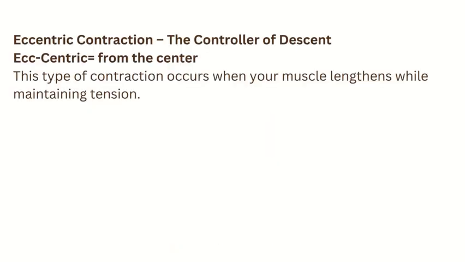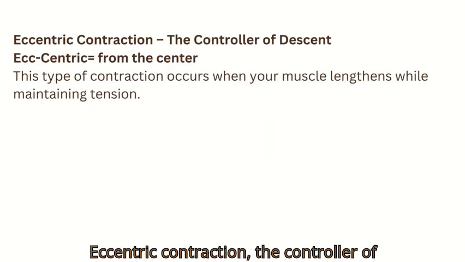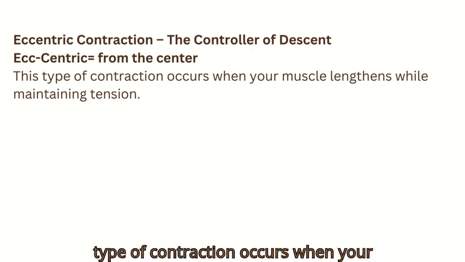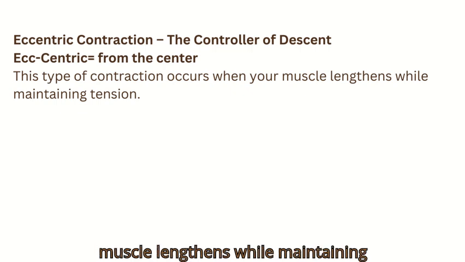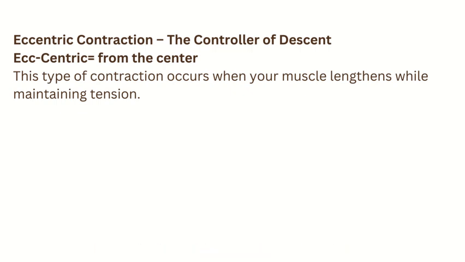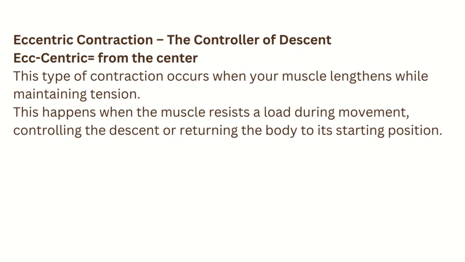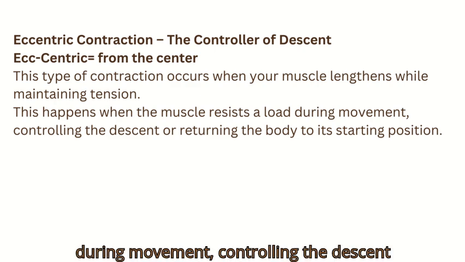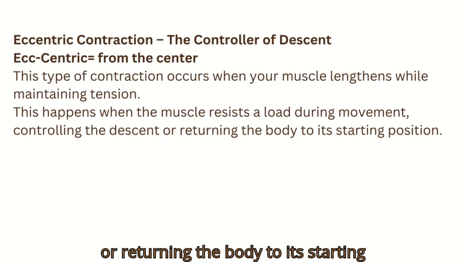First, we see eccentric contraction, the controller of descent. Eccentric means from the center. This type of contraction occurs when your muscle lengthens while maintaining tension. This happens when the muscle resists a load during movement, controlling the descent or returning the body to its starting position.